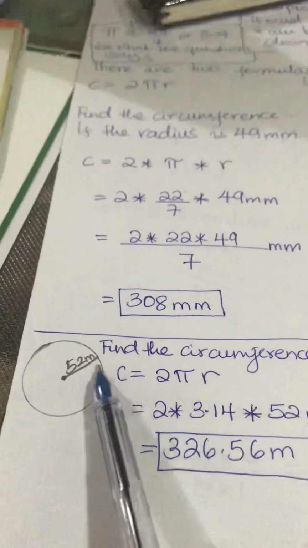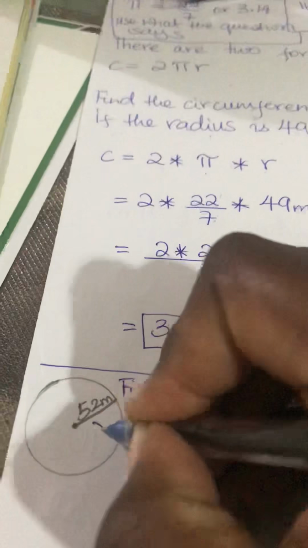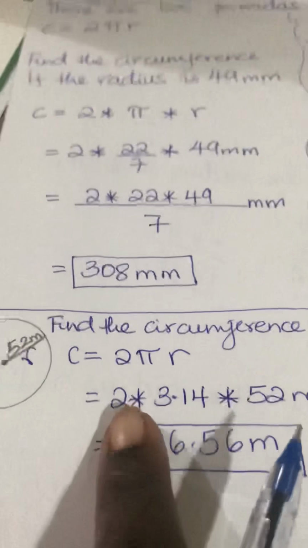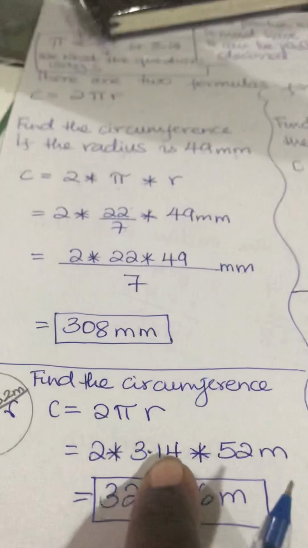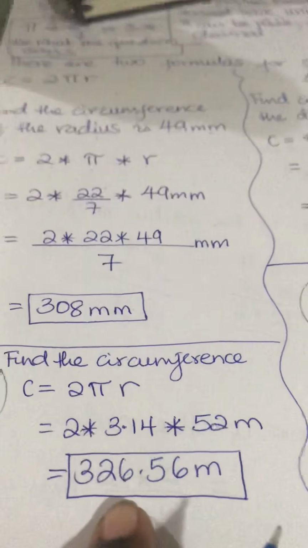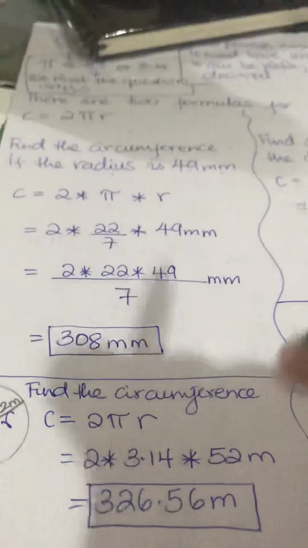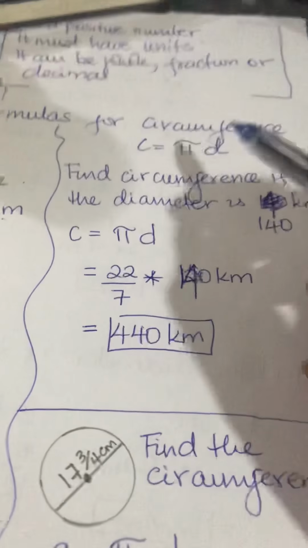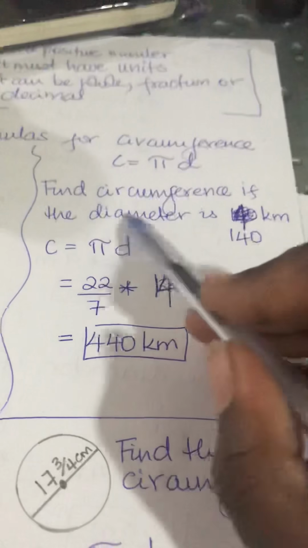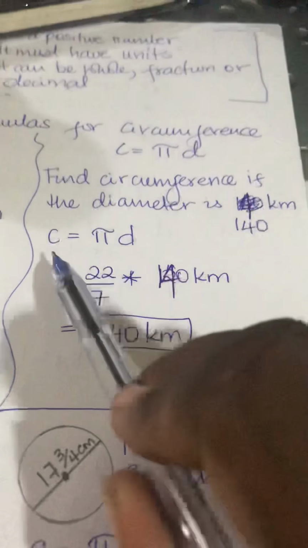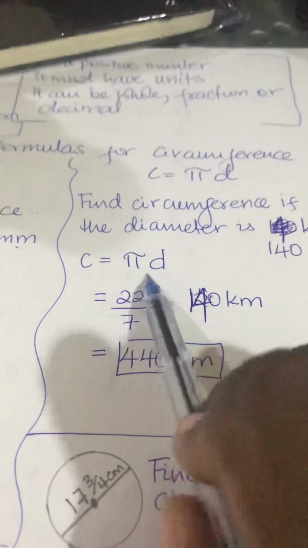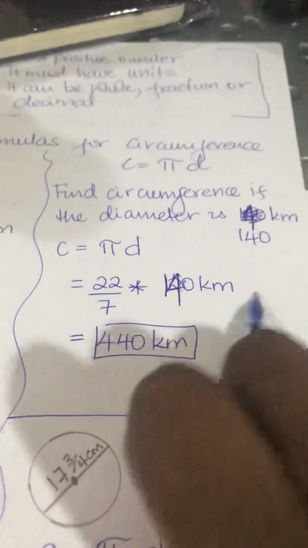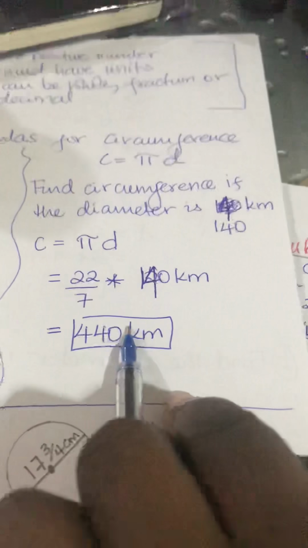If you've been given a picture, you should know this is your radius. You write R over there. Find the circumference. You write the formula. And if the question says use 3.14, you put this in your calculator. This becomes your answer. So whatever the question says is what you use for pi. Okay? All right. Here, find the circumference if the diameter is 140 kilometers. You will say circumference equals pi times diameter. 22/7 times 140 kilometer. Put this in your calculator and you get your answer.